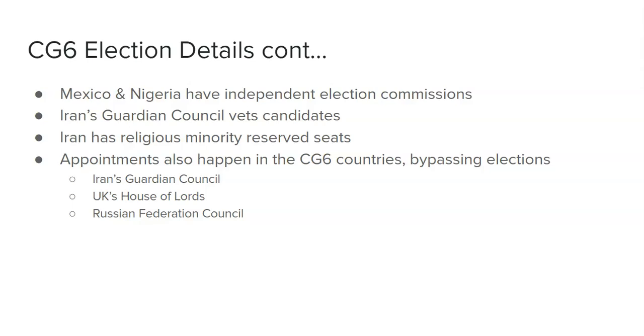Remember, again, the vetting of the Guardian Council. Iran, as I mentioned already, has the religious minority reserved seats. And appointments do happen where we bypass elections. You can discuss, that's less democratic. Does that increase your legitimacy of your country, or would you imagine it decreases it?